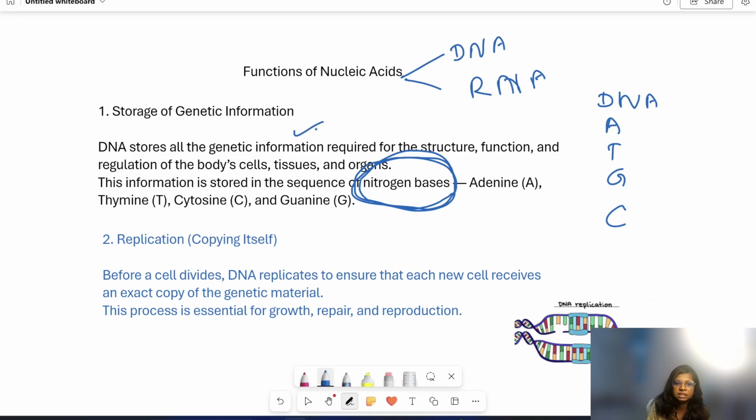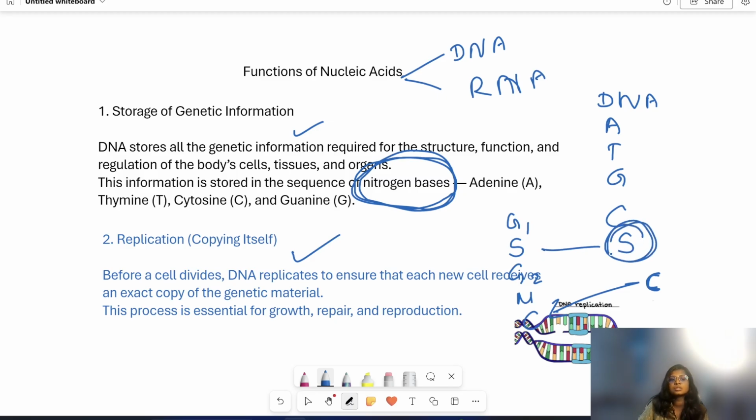The second one is replication. In other words, we can say copying itself. Before the cell divides, DNA replicates to ensure that each new cell receives an exact copy of the genetic material. We know about the cell cycle. It has 5 phases: G1, S, G2, M and C. Normally, cytokinesis occurs at the C phase. DNA replicates at S phase. This is to ensure that each new cell receives an exact copy of the genetic material.